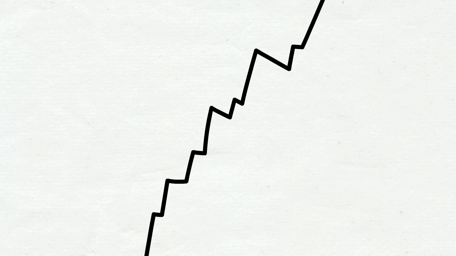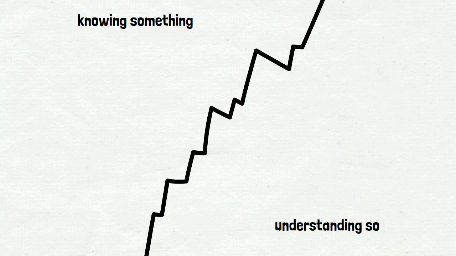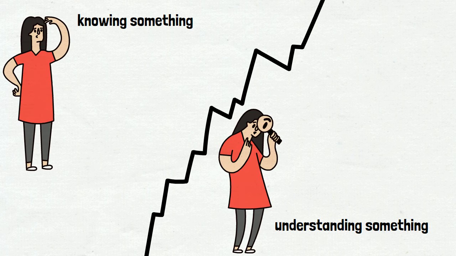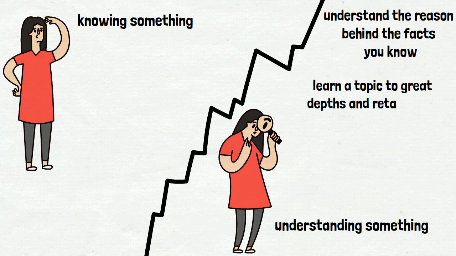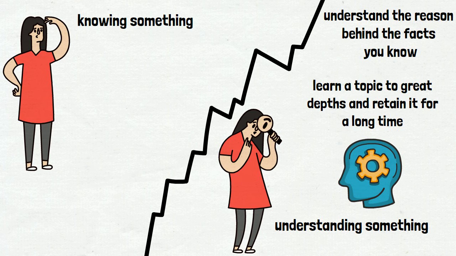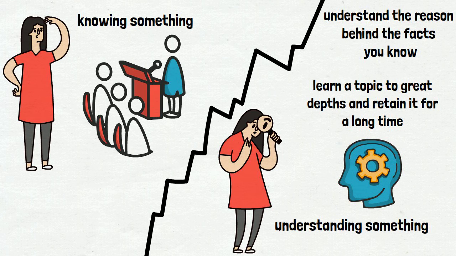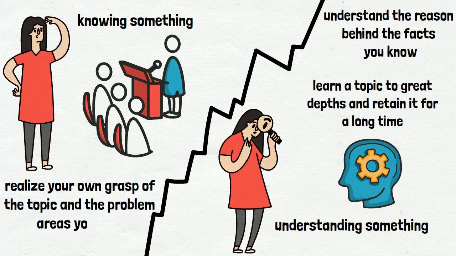Knowledge falls under 2 buckets, knowing something and understanding something. Feynman's technique helps you understand the reason behind the facts you know. The Feynman technique helps you learn a topic to great depth and retain it for a long time. By teaching a concept in simple terms, you will realize your own grasp of the topic and the problem areas you need to work on. If you want to learn how to be good at studying, you must understand the subtle difference between knowing and understanding.